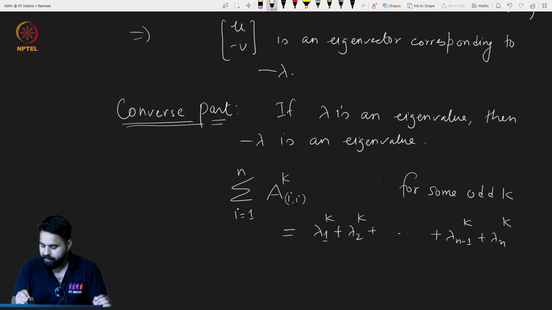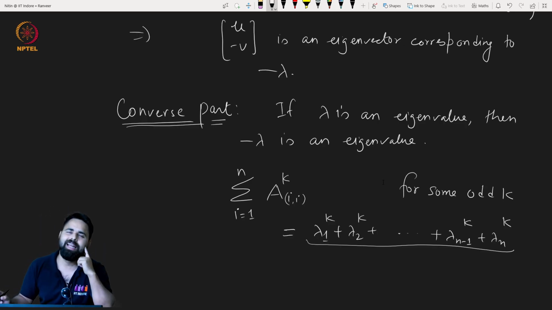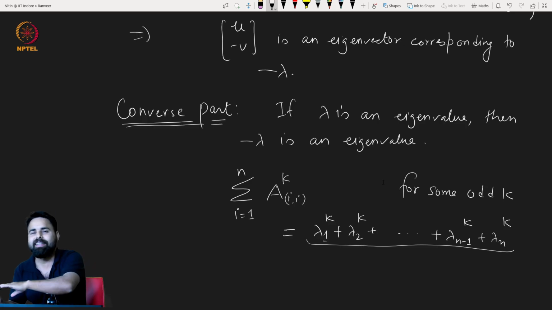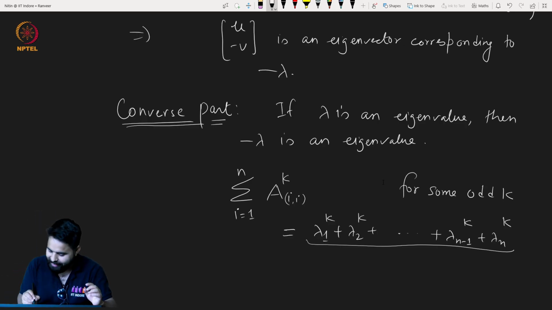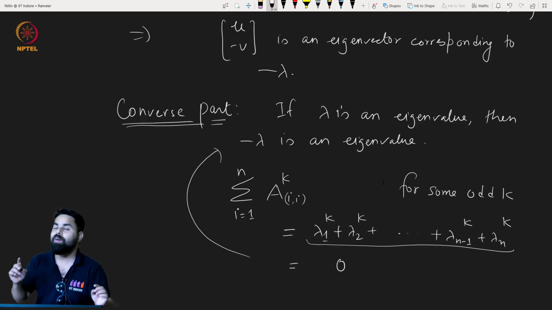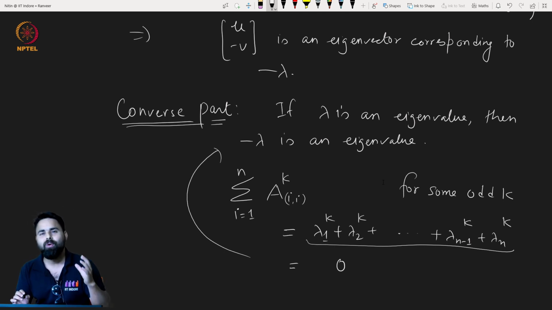Very good, but we know that if lambda is an eigenvalue, minus lambda is also an eigenvalue. So basically, for every factor there is always a negative factor. So this sum is indeed equal to 0 due to this. This implies, and this is for any odd k, that for any odd k this summation is 0. That means there is no closed walk of odd length.